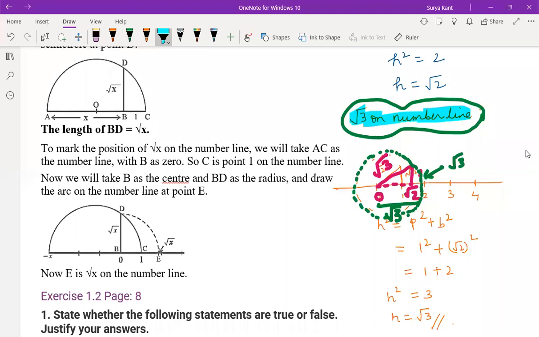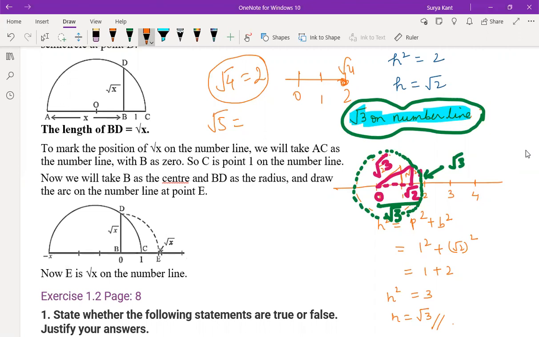Root 4, what is root 4? Root 4 is very easy. Root 4 is nothing but 2 only, right? So directly we can write here 2. 0, 1, 2. This is your root 4. Okay. What about root 5? How can we do root 5? Can anyone draw it? Can anyone represent root 5 on a number line? Any one of you can do it and send me the answer picture? Yes, sir.